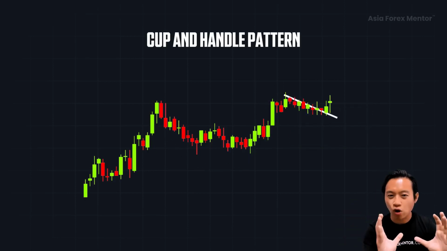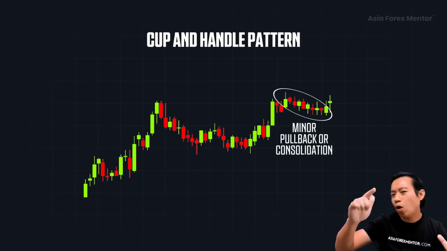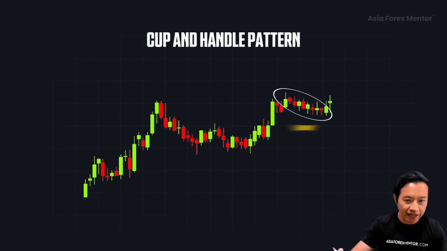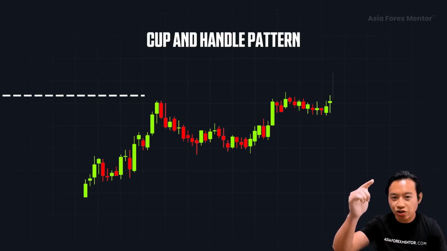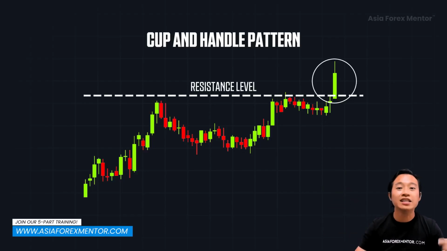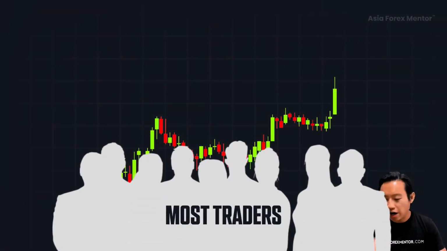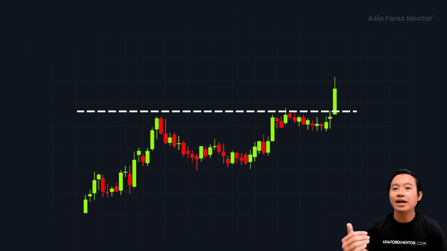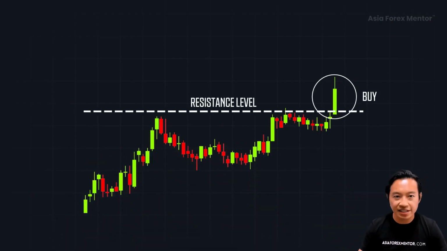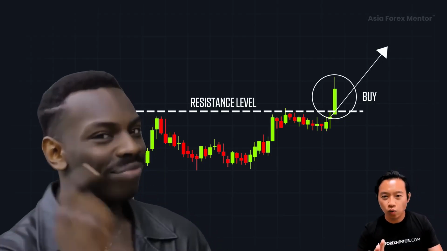So once the cup is completed and price reaches the top, there is a minor pullback or a consolidation, which is what we call the handle, before price tries to break above the resistance level. And that is the neckline. So here's the thing. Most traders rush to buy when price breaks above the resistance level, assuming that it's going to keep climbing. But hey, we know better, right?